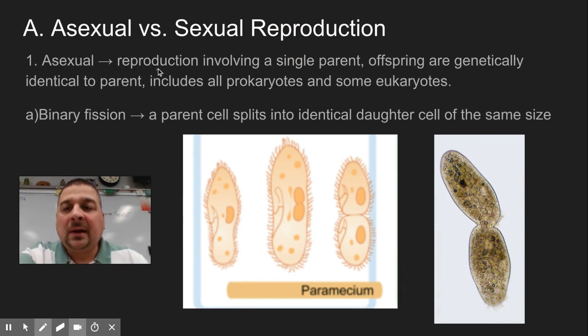When we talk about reproduction, asexual versus sexual, asexual, the prefix a means without sex. So there's only going to be a single parent that is going to give rise to genetically identical offspring. This happens in all prokaryotes, all bacteria, and also in some eukaryotes, which we'll see here in a second. There are three types of asexual reproduction that I want you to be familiar with.